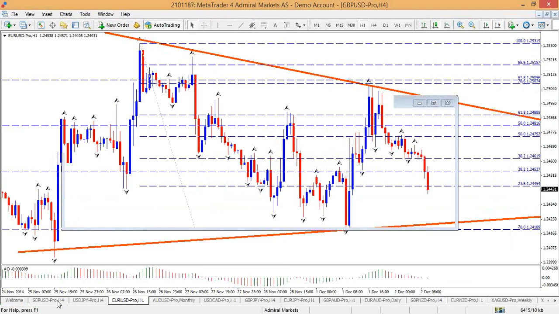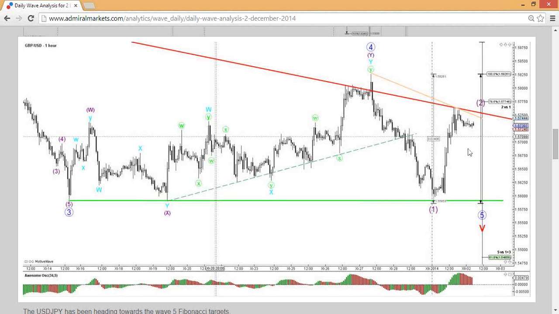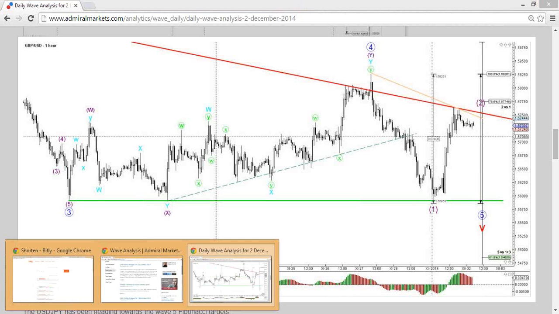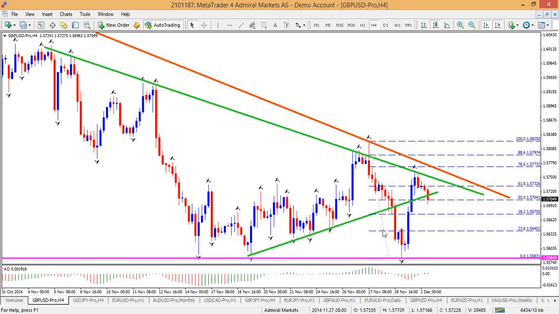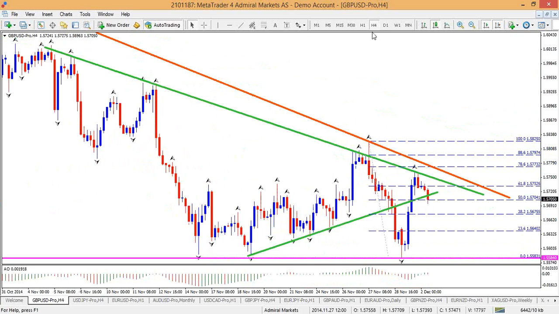So let's take a look at the pound dollar now. And that was earlier this morning, as you can see. This particular screenshot doesn't even show current price. It shows price hanging around 157.30, and I expected the wave 2 to be finished there. So here we go. Now in the meantime we're a bit lower, as you can see.